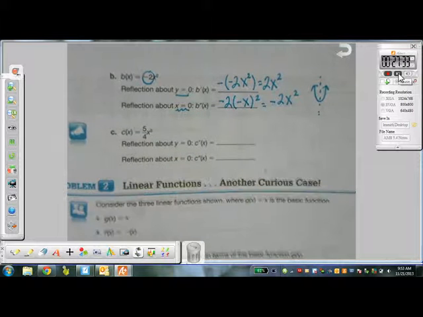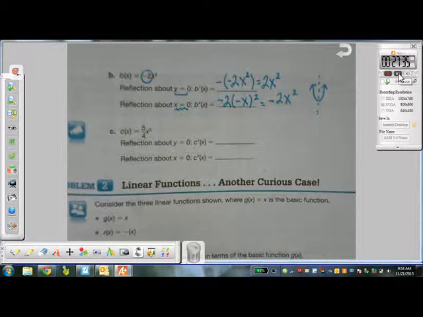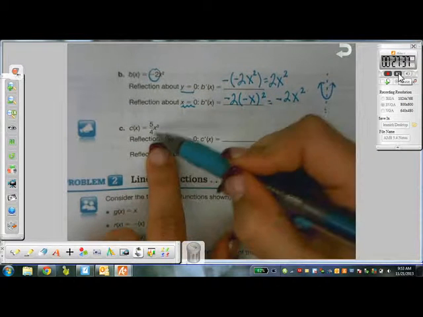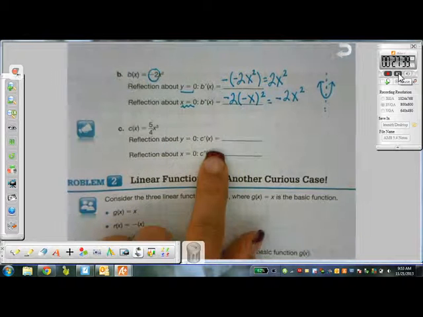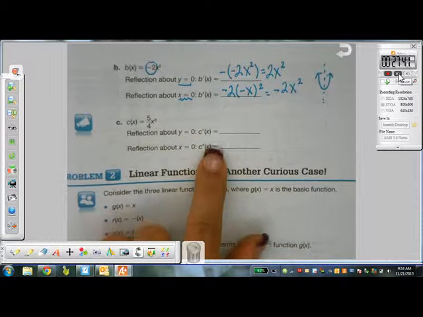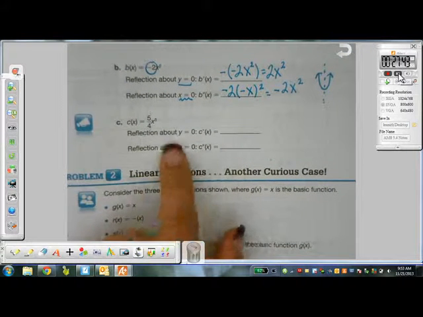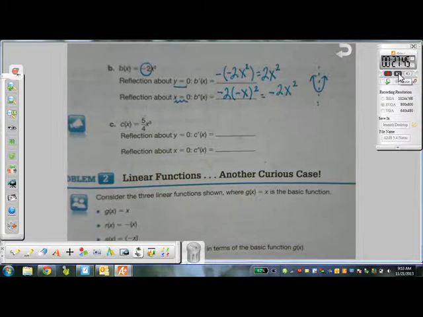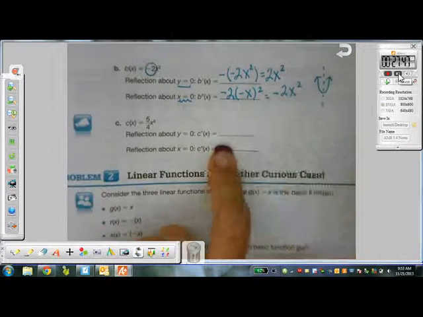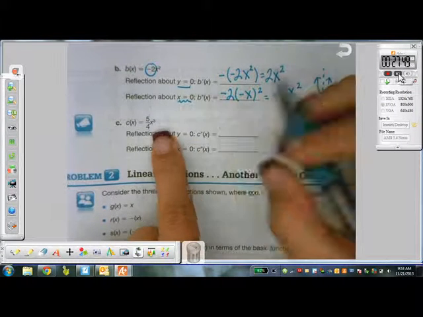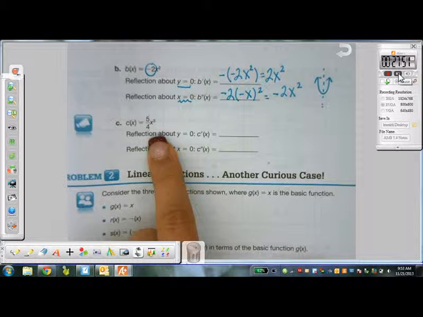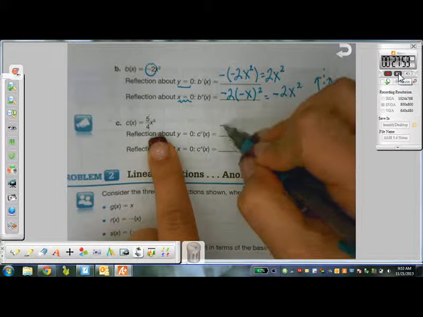Okay, so let's look at 5 over 4x to the third. If I wanted to change the result, so we're reflecting it about the x-axis horizontally, what would this come out to? What'd you guys get? Negative 5 over 4x to the third. Excellent.